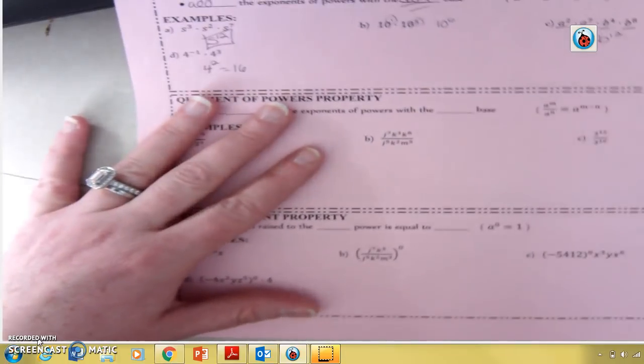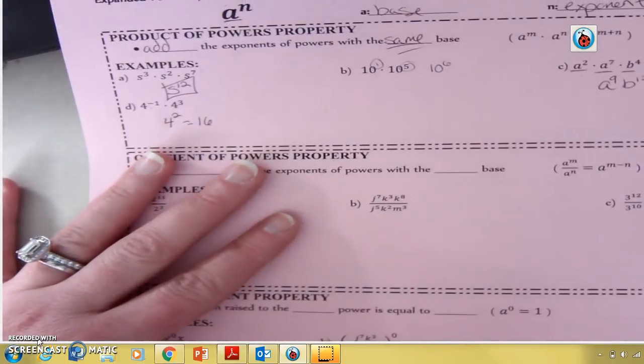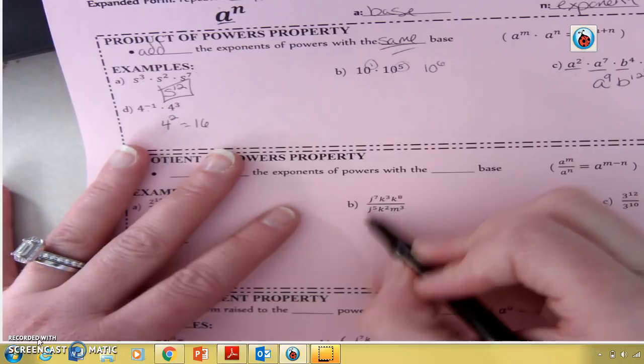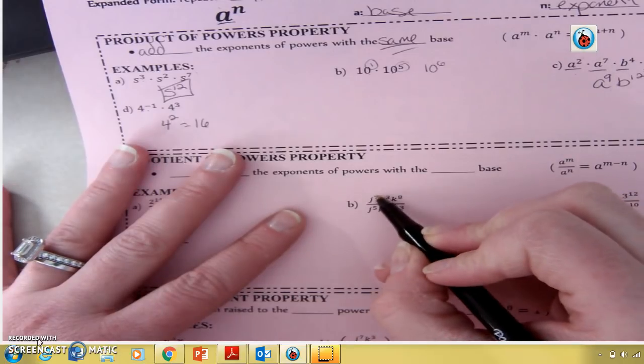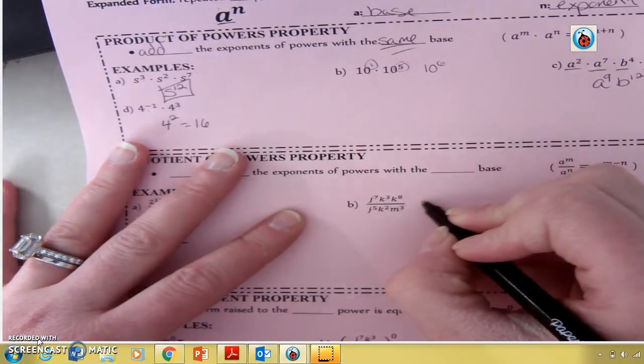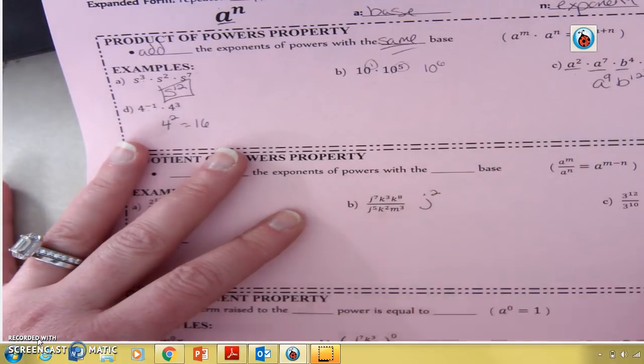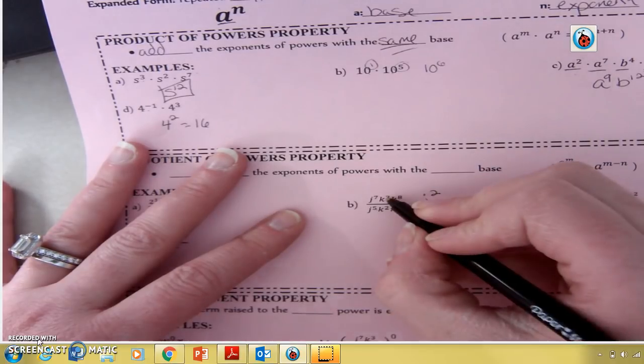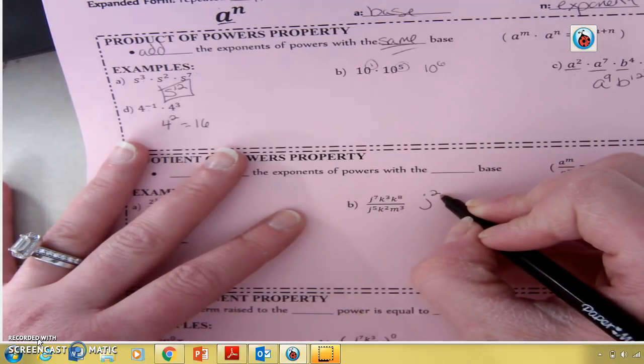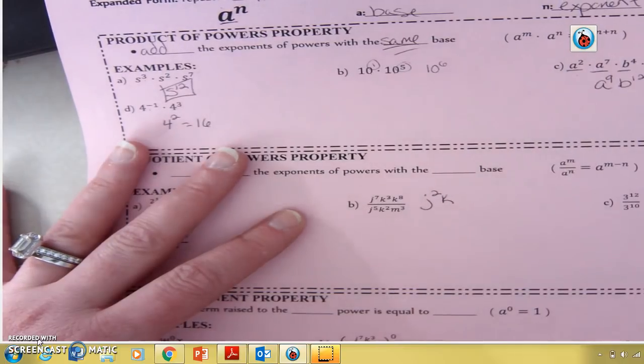Okay, this one I'm going to zoom in a little bit. It's a little harder to see here. Here, we're going to do each one as a piece. So I have 7 on the top and then 5 on the bottom. So that leaves me with 2, because 7 minus 5 is 2. 3 minus 2 is 1, so I'm just going to write that as k.